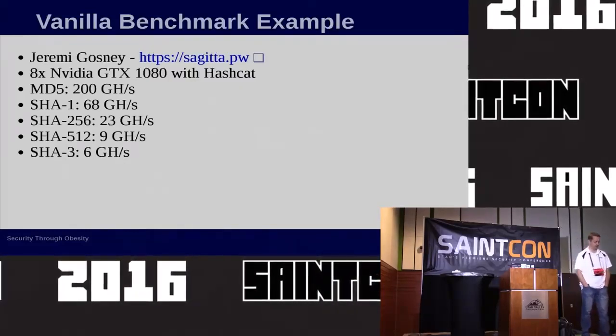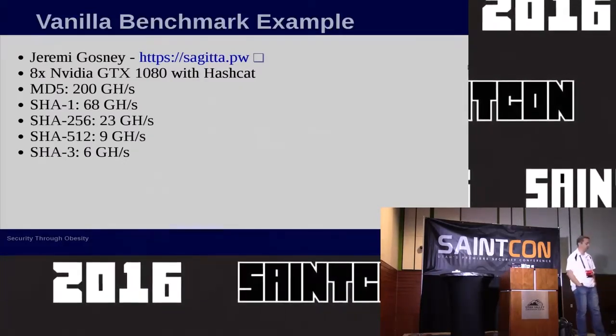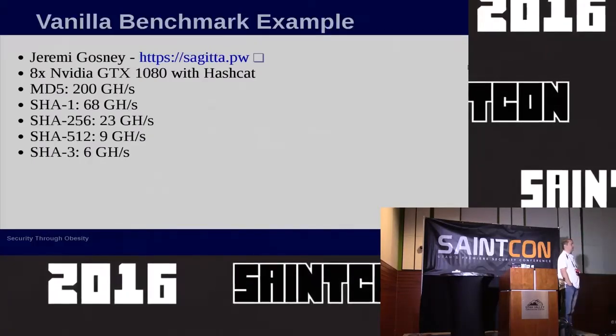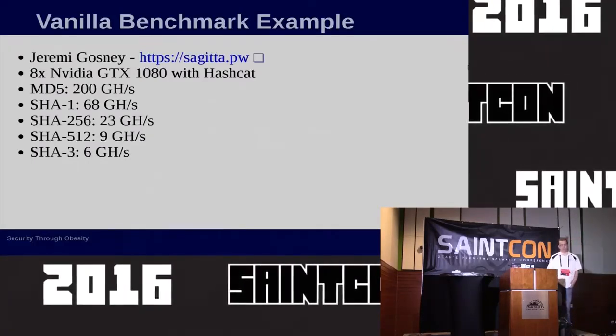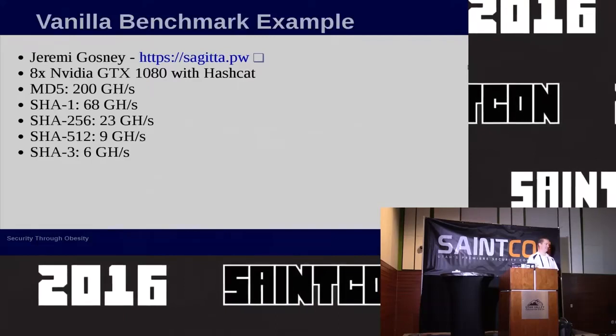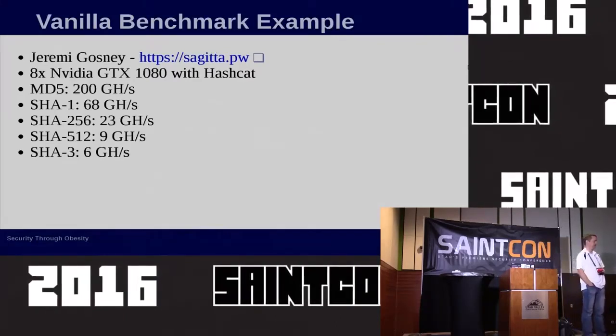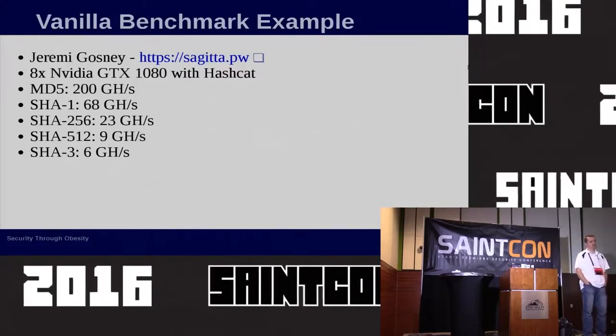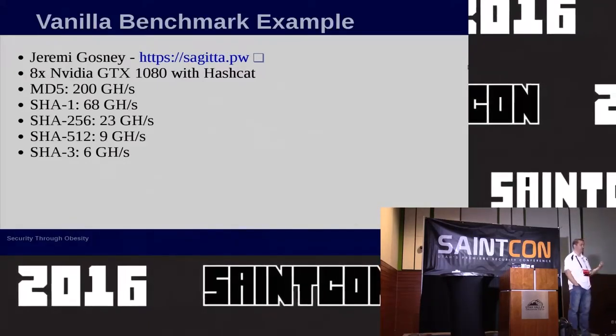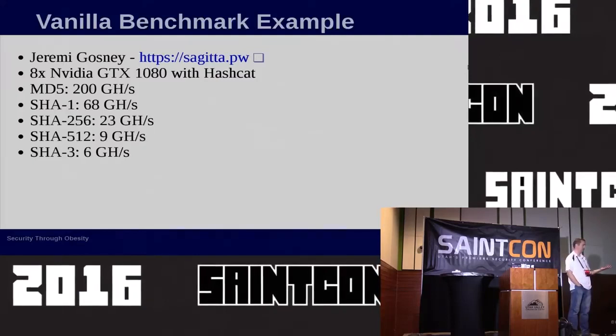SHA-1, 68 billion per second. SHA-256, 23 billion, 9 billion, 6 billion. Okay, we're moving. My laptop, I don't think gets into the double millions at best when I'm doing these. But here we're in the billions of guesses per second. And this is just one password cracking cluster, right?